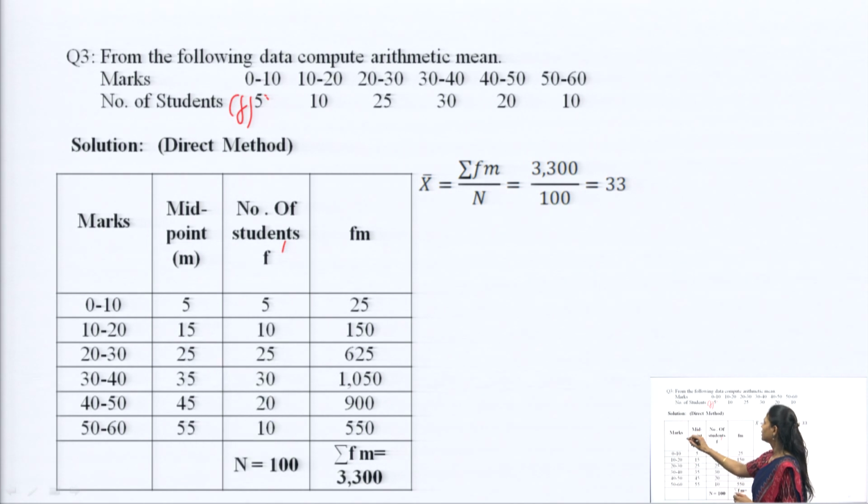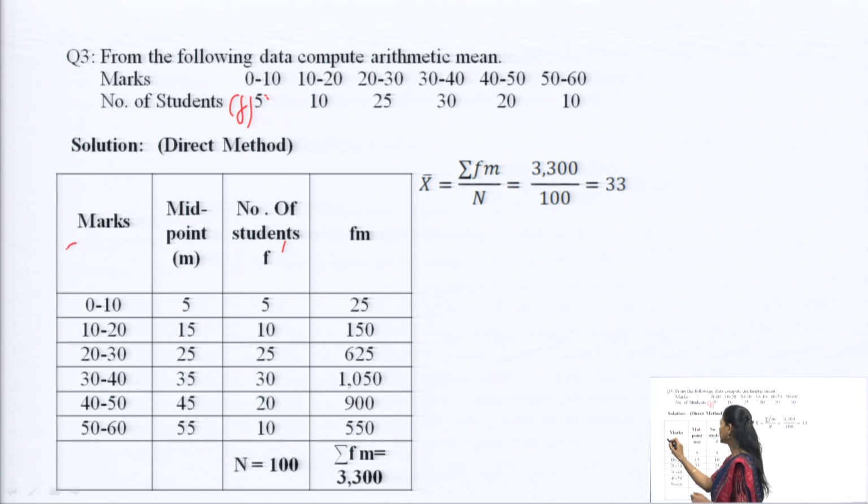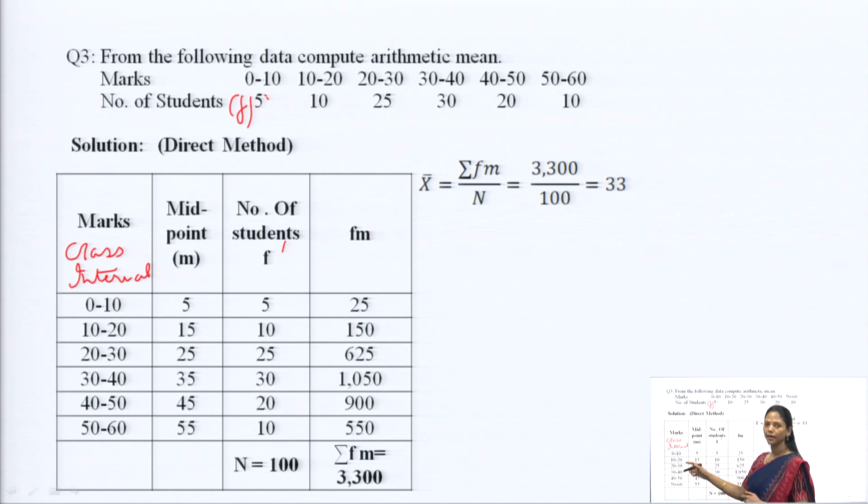The marks obtained are called the class interval, which are 0 to 10, 10 to 20, 20 to 30, 30 to 40, 40 to 50, 50 to 60. Now, the frequency as well: for 0 to 10, what is the frequency? 5 is given to us. For 10 to 20 the frequency is 10, for 20 to 30 the frequency is 25, and so on, and for 50 to 60 the frequency is 10.